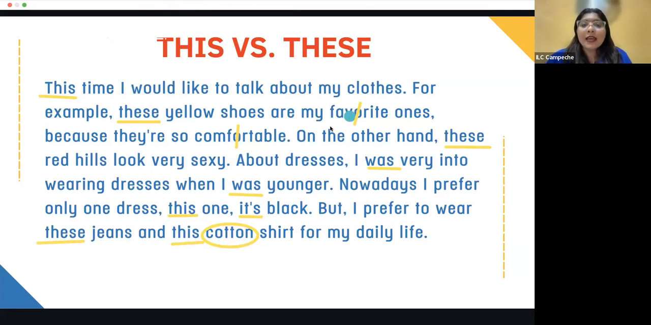All right. Anybody wants to read? Thanks to you, Priscilla. Thank you. Thanks, Enrique. Anybody wants to read the paragraph?